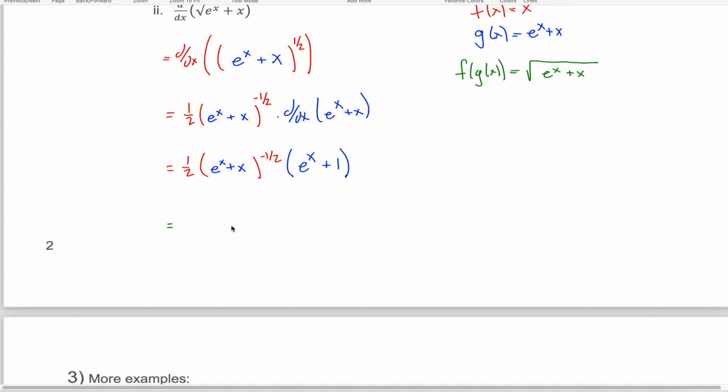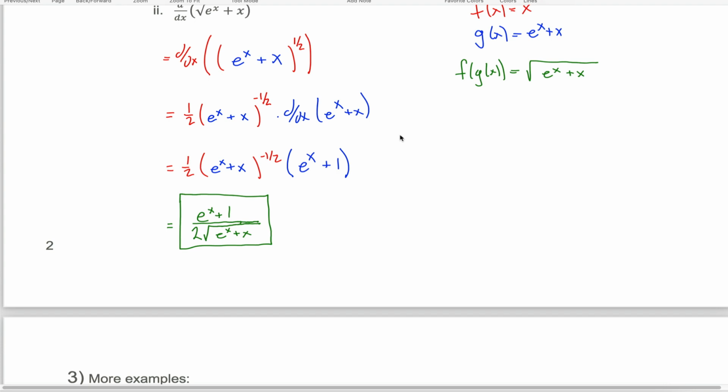If you're curious how one could simplify this, one way you could do it is you could put the e to the x plus 1 on the top of a fraction, and then you could put the 2 from this 1/2 down on the bottom of the fraction. And then instead of thinking about e to the x plus x to the negative 1/2 power, you could think about it as e to the x plus x to the positive 1/2 power down in the denominator. And instead of writing it to the positive 1/2 power, I'm going to write the square root of e to the x plus x. This is probably how I'd leave my final answer. But if your challenge is going from this line to this line, that's an algebraic challenge, not a calculus challenge. The calculus was done in this line.